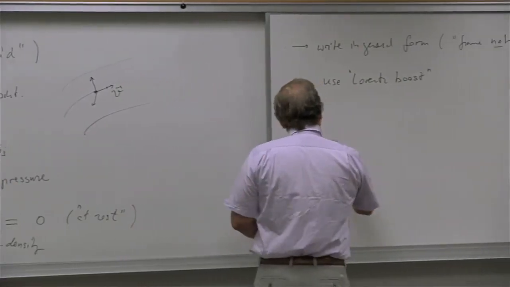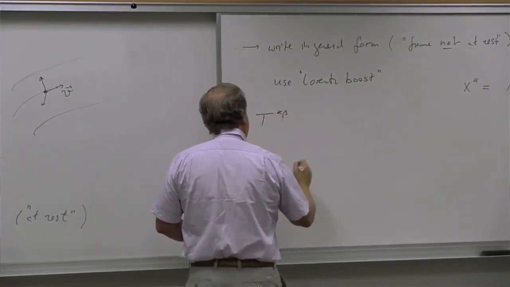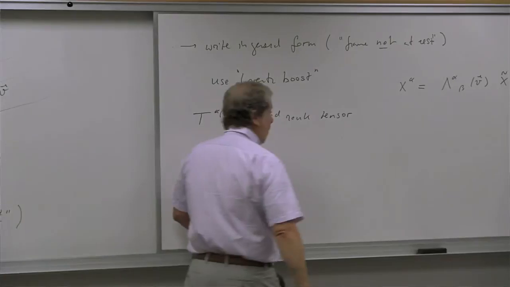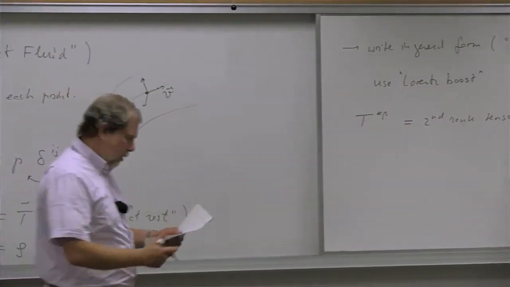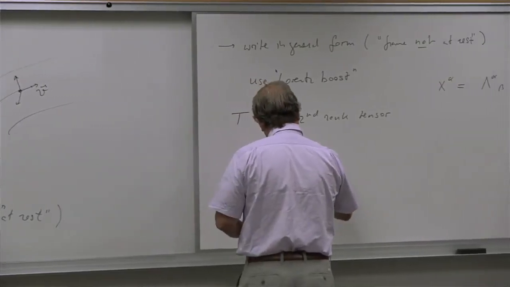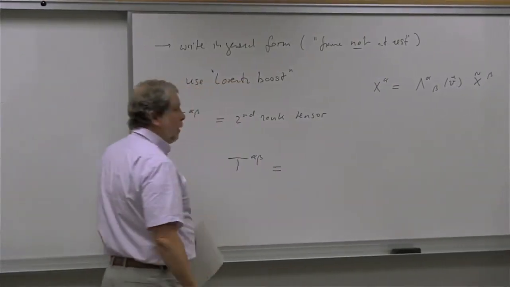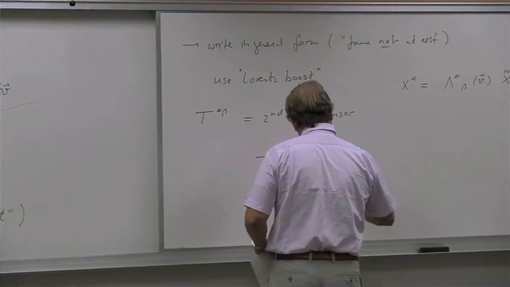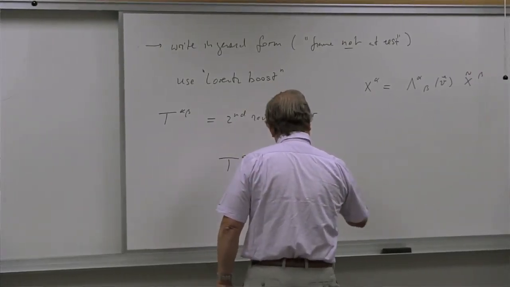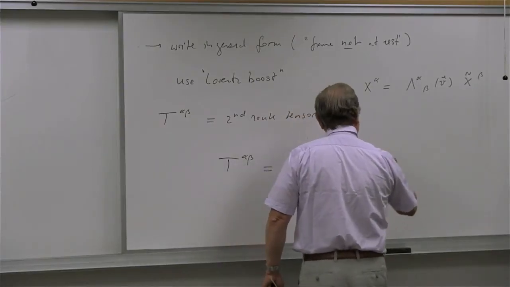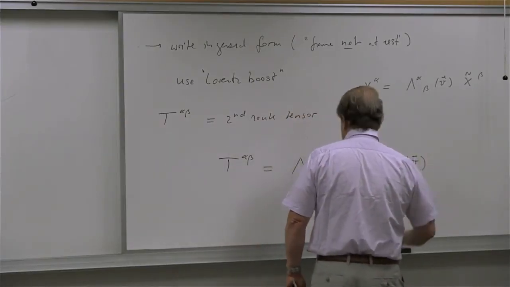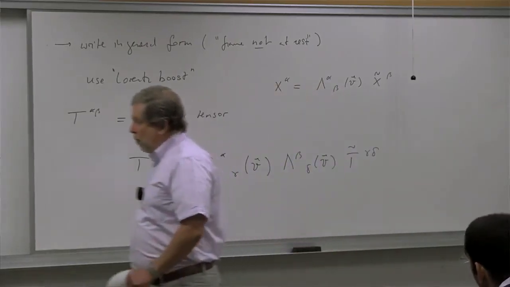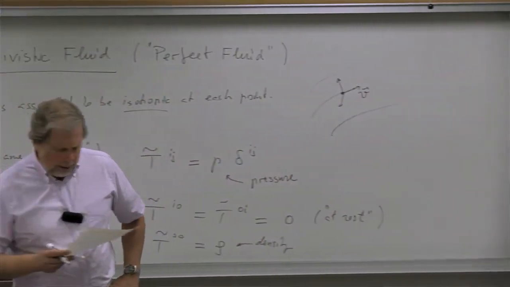Now in our case, the issue is that T alpha beta is a second rank tensor. So that means that we have to have two of those lambda matrices entering into the Lorentz transformation property. So in other words, T alpha beta is going to be equal to lambda alpha gamma of v, and then lambda beta delta of v, times the original T tilde gamma delta, which is the one we have over on this side, right?